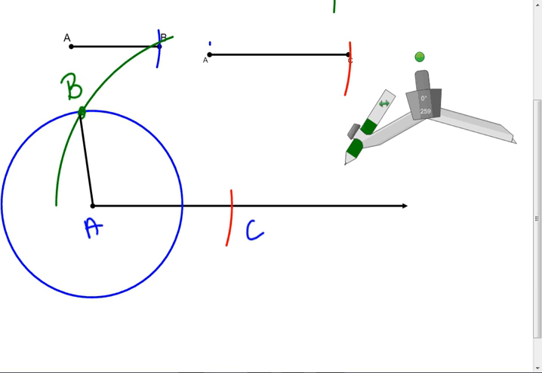So if you want to practice with your homework, you can, because that's your first homework question. If you need me to do this again, I'll do it again.